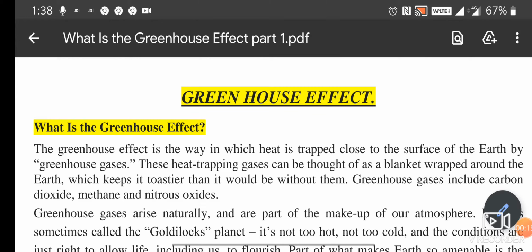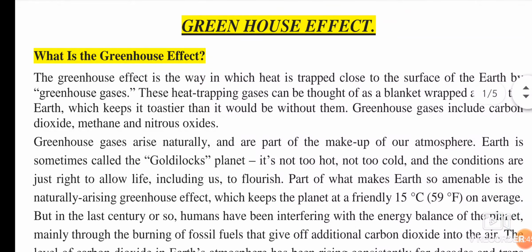The greenhouse effect is the way in which heat is trapped close to the surface of the earth by greenhouse gases. These heat trapped gases can be thought of as a blanket wrapped around the earth, which keeps it toastier than it would be without them. Greenhouse gases include carbon dioxide, methane and nitrous oxide. तो ब्लैंकेट किसका बनता है? कार्बन डाइऑक्साइड, मीथेन एंड नाइट्रस ऑक्साइड.